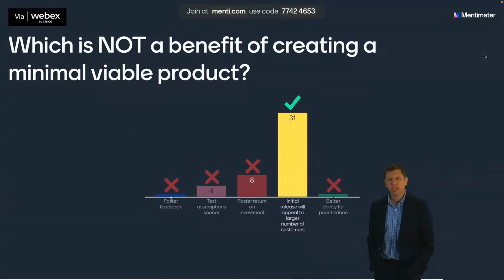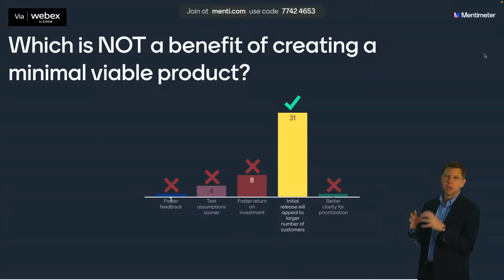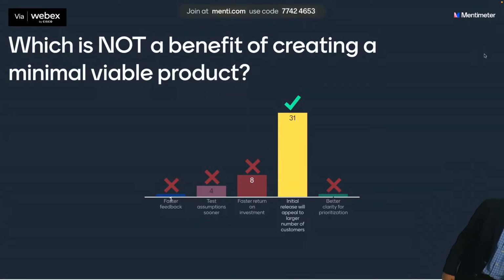So yes, initial release will appeal to a larger number of customers. If you're releasing a minimal viable version of something, and I'm thinking especially into the consumer space, you're likely to have a smaller subset of people who would be early adopters. So the initial release will probably appeal to a smaller number of customers instead of a larger number, because it's much more focused on who it's useful to.